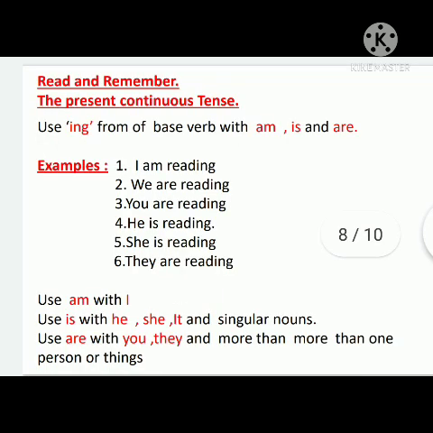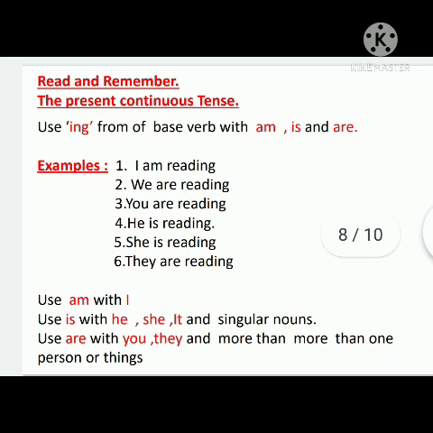Simple present tense. Now next we are going to learn the second part in the present tense, that is the present continuous tense. In this present continuous tense, we are going to use helping verbs. Here the main thing is to use the ing form of the base verb with am, is, are helping verbs. Am, is, are are the main things in this sentence.